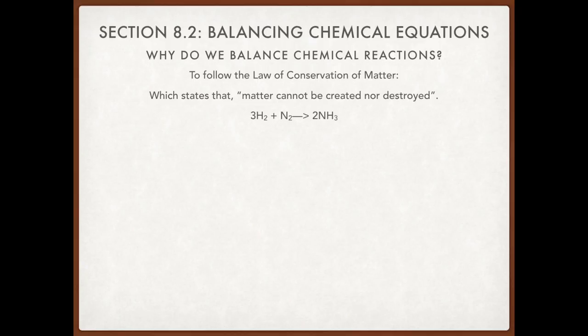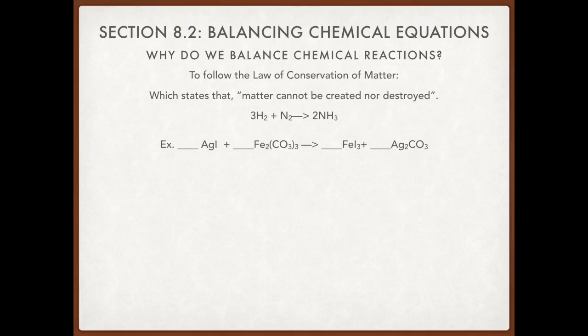So even though you're creating ammonia, NH3, if you look, the subscript 3 for hydrogen, but there's a coefficient of 2, which means you still have 6 hydrogens. There are 2 nitrogens on the reactant side, and there are also 2 nitrogens on the product side. So you're following the law of conservation of matter because you're not creating or destroying any atoms. You started with 6 hydrogens, you ended with 6 hydrogens. You started with 2 nitrogens, you end with 2 nitrogens. And we always have to make sure that we do this.